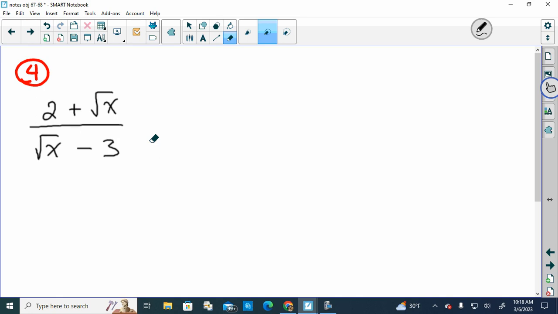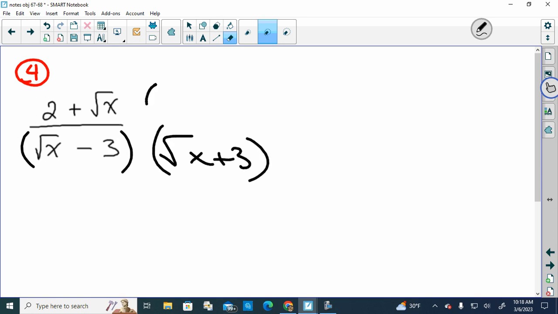So 2 plus rad x over rad x minus 3. Okay, so I'm multiplying the top and the bottom by 1. Good. Good so far? Okay, so 2 times rad x is going to give me 2 rad x.